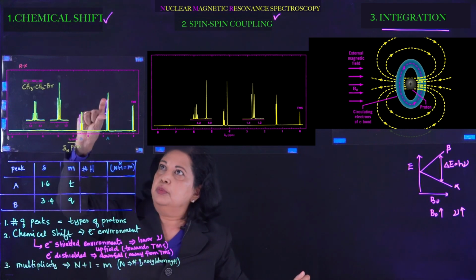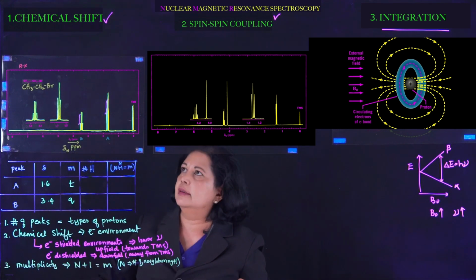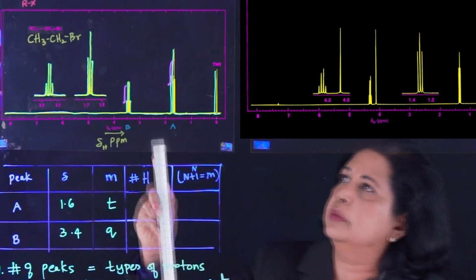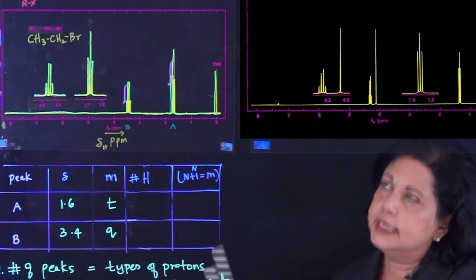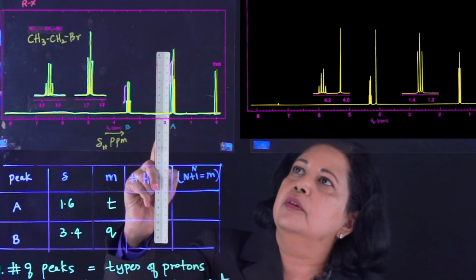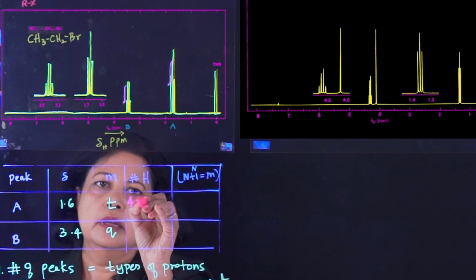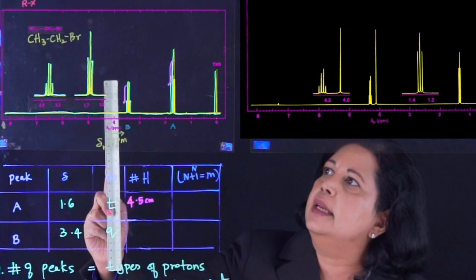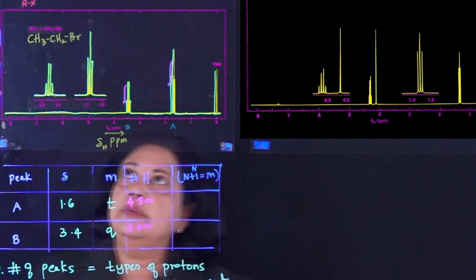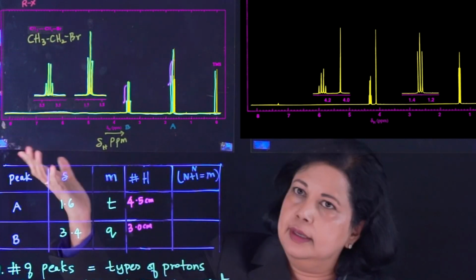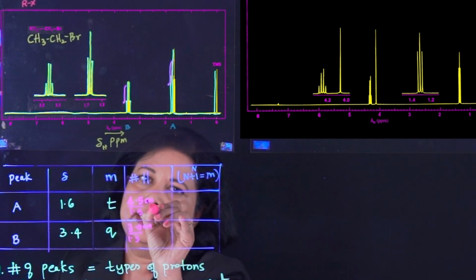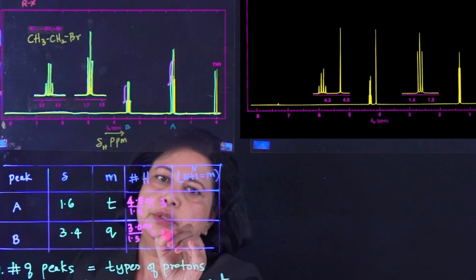Integration is telling you the ratio between these 2 protons. So let's measure it out, shall we? Always when you have an NMR exam, make sure you take a centimeter ruler, so you can do integration. Let's take our ruler, measure it out. A is going to be 4.5 centimeters. And B is going to be 3 centimeters, 3.0, let's say. And we know that this is in a ratio 2 to 3. And if you divide both of these by 1.5, you can see it's giving you a ratio 3 to 2.